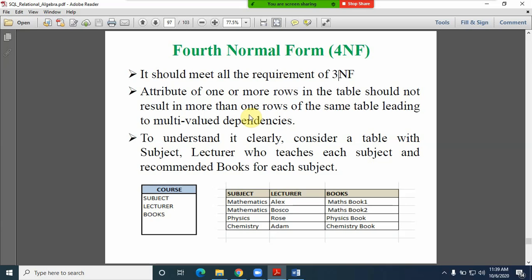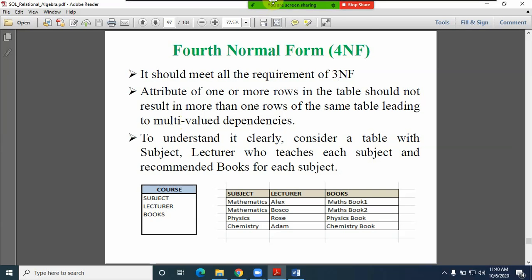And one more important thing is, an attribute of one or more rows in the table should not result in more than one row of the same table, leading to multi-valued dependency. Observe here, friends, very simple, but you should be very cautious while defining these kinds of normal forms. 1NF you can easily tell: no multi-valued attribute. 2NF, no partial dependency. 3NF, no transitive dependency. BCNF, every determinant is a candidate key. Likewise, you can use the technical statements.